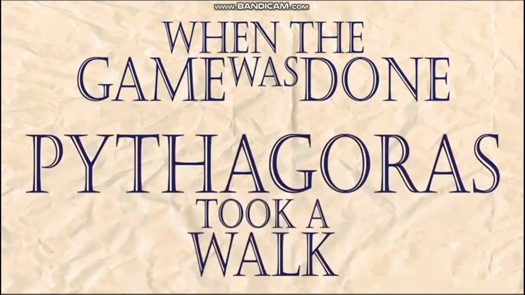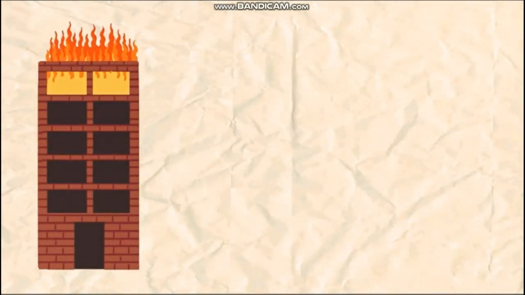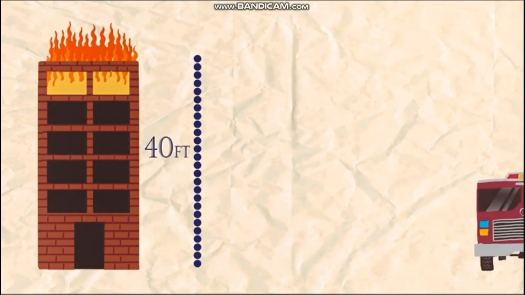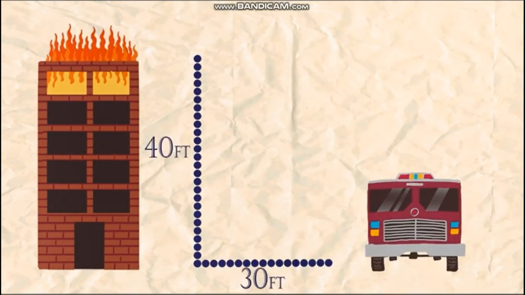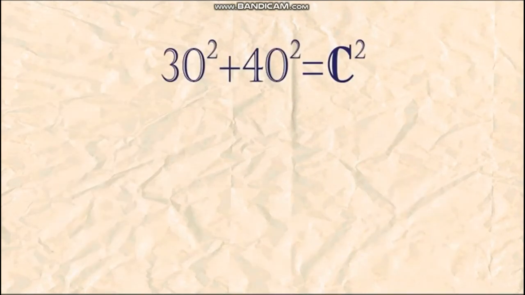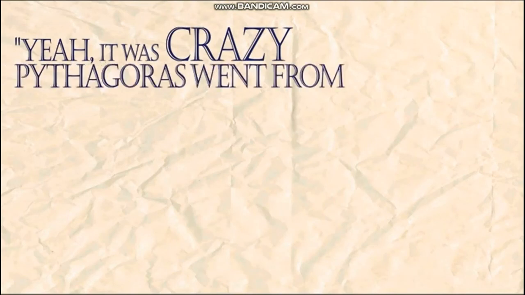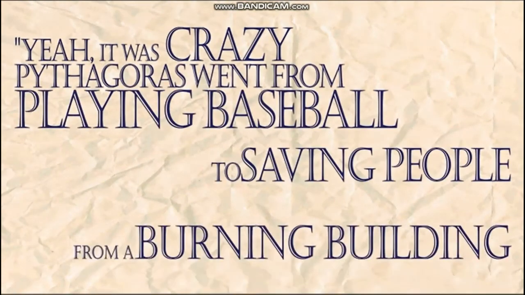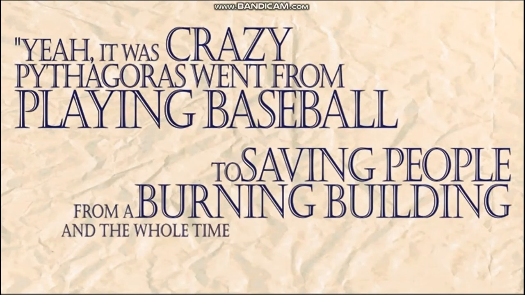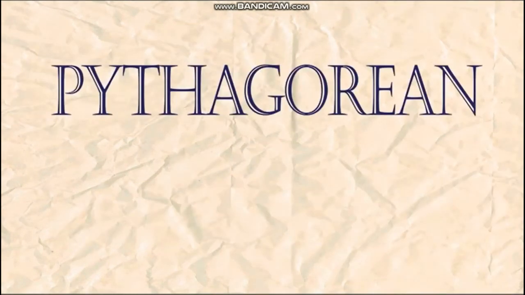When the game was done, Pythagoras took a walk, and he saw a building on fire right down the block. The people inside were trapped 40 feet up. The fire truck was 30 feet away, and it was stuck. Time to find the hypotenuse. There it is. In the Pythagorean theorem's what we've got to use. 30 squared plus 40 squared equals C squared. So for C, that's the size of the ladder that we need, right? Yeah, it was crazy. Pythagoras went from playing baseball to saving people from a burning building. And the whole time he used math. That's why we're doing the Pythagorean theorem.